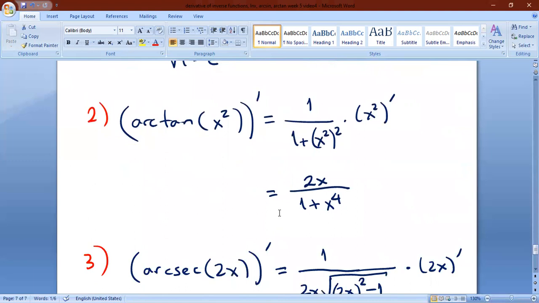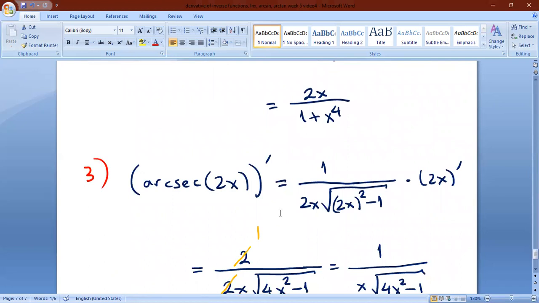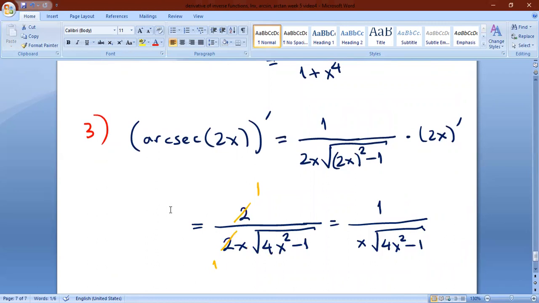For the second one, the derivative of arctangent of x squared. Well, that's equal to 1 over 1 plus x squared squared times the derivative of x squared. The derivative of x squared is 2x. And x squared squared, we multiply 2 and 2, which is x to the 4. And then the derivative of arcsecant of 2x, well, that's 1 over 2x times square root of 2x squared minus 1 times the derivative of 2x, which gives, after the cancellation of 2's, 1 over x times square root of 4x squared minus 1.